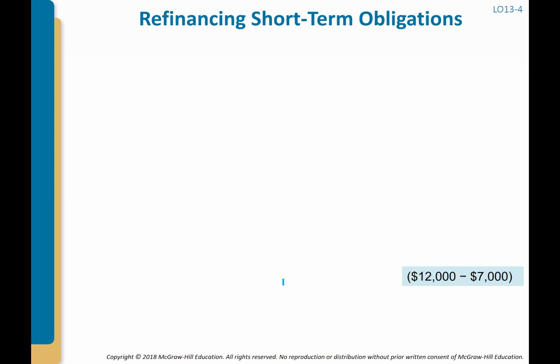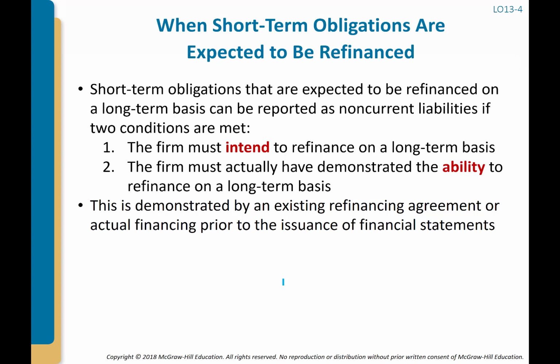What happens here now? Well, let's say we have a note. I'm going to go back to my 5-year note. We're now coming up on year 5. It's the end of year 4. But we're going to refinance that.